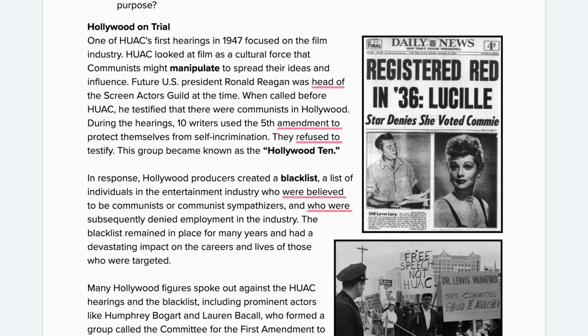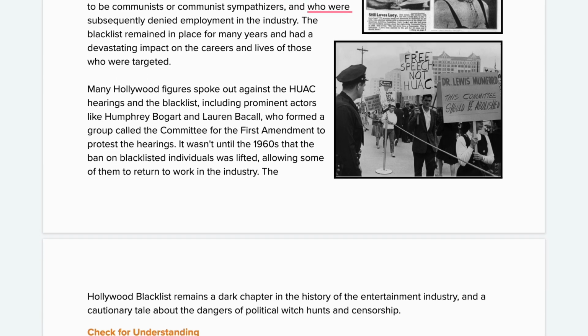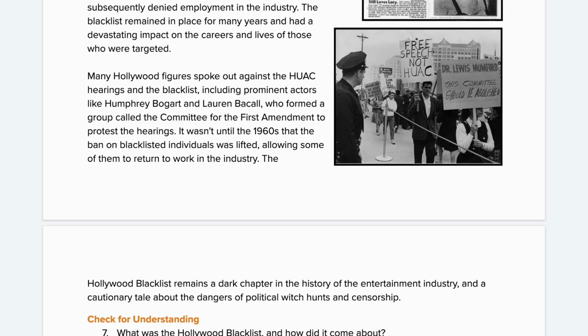who were targeted. Many Hollywood figures spoke out against the HUAC hearings and the blacklist, including prominent actors like Humphrey Bogart and Lauren Bacall, who formed a group called the Committee for the First Amendment to protest the hearings. It wasn't until the 1960s that the ban on blacklisted individuals was lifted, allowing some of them to return to work in the industry. The Hollywood blacklist remains a dark chapter in the history of the entertainment industry and a cautionary tale about the dangers of political witch hunts and censorship.